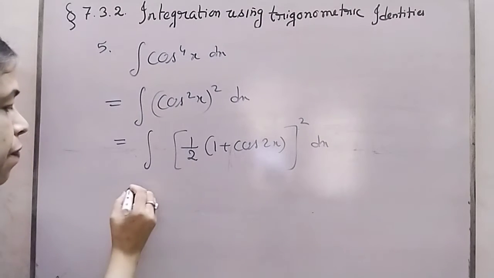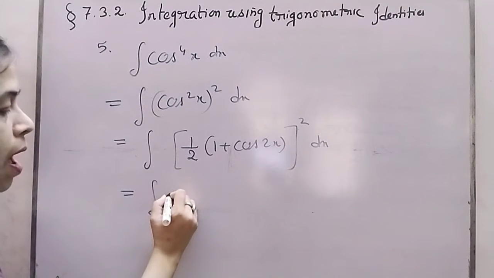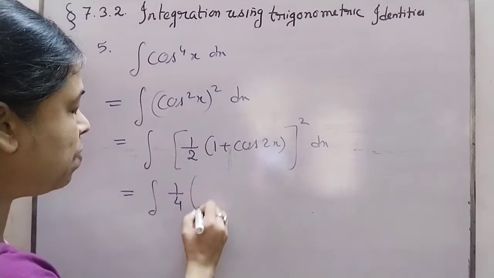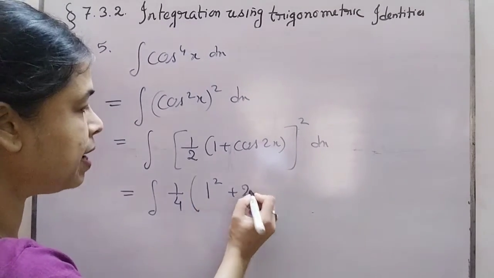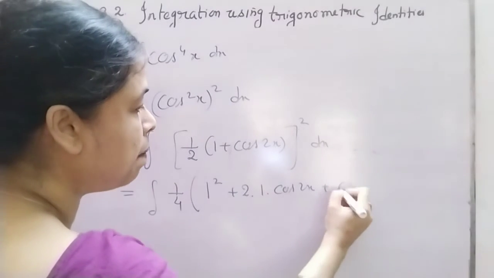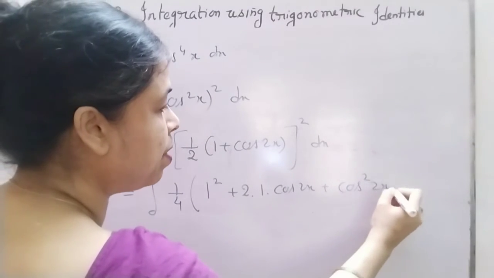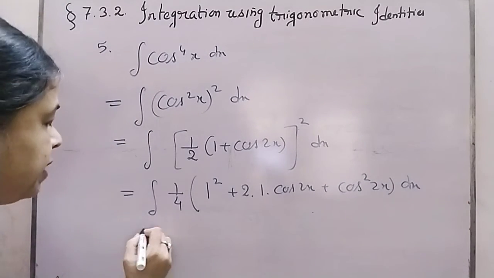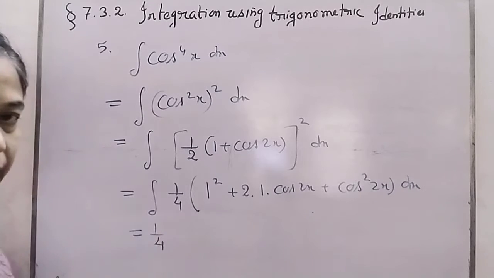Okay, now square a function, which will become half will give you 1 by 4, and the (a plus b) whole square formula will be used, which is a square plus twice ab plus b square. So a is 1, b is cos twice x, that is cos square twice x into dx. Okay, now this 1 by 4 is a constant, so it will come out of the integral.